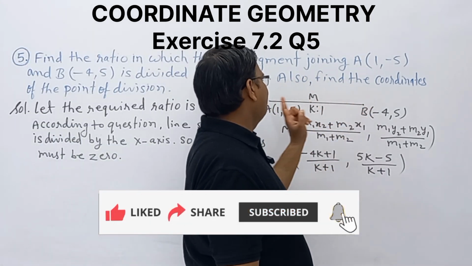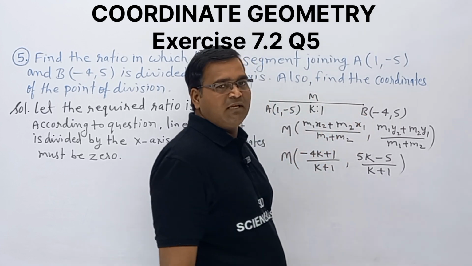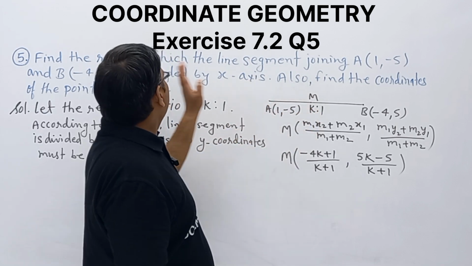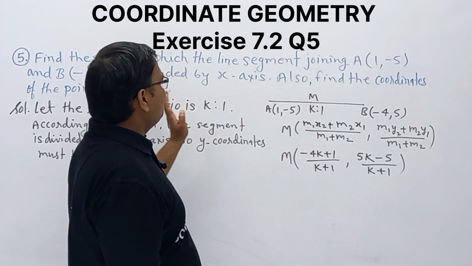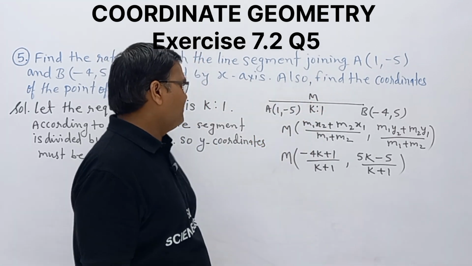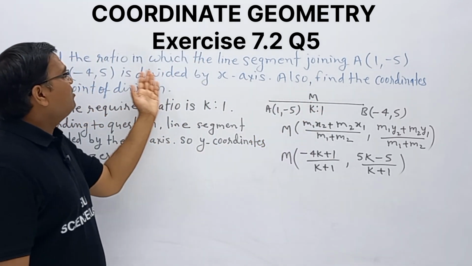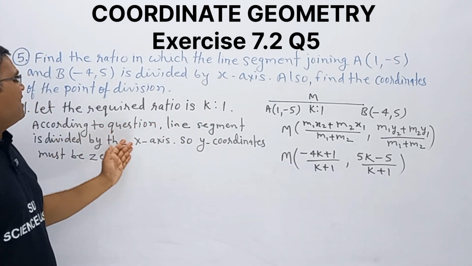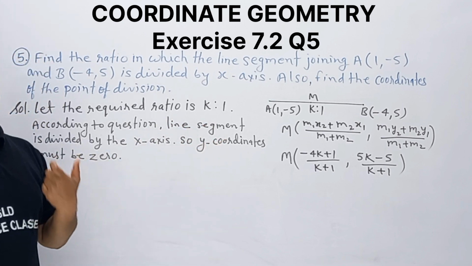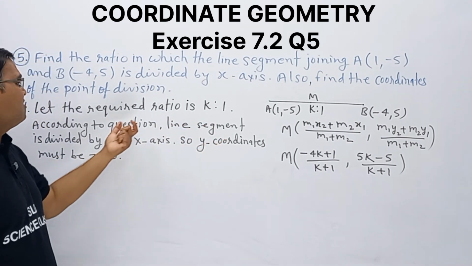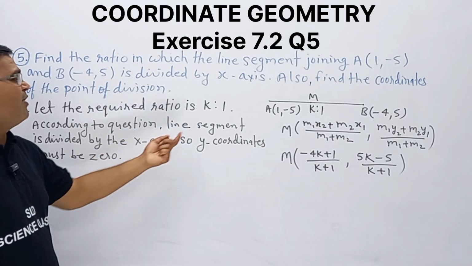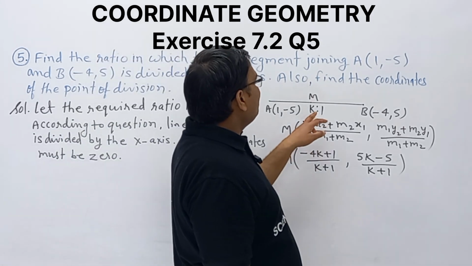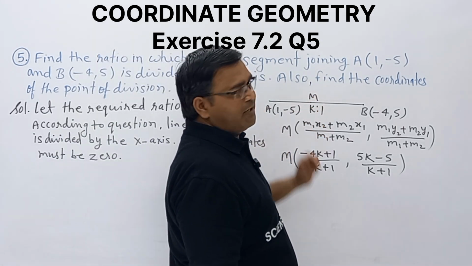We have a line segment AB, with the coordinates of A and B given, and this line segment is divided in the ratio k is to 1 that we assumed. Since the line segment is divided by the x-axis, its y coordinate will be 0. So first we should find the coordinates of this point M.